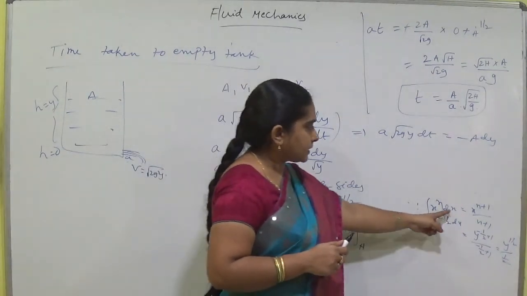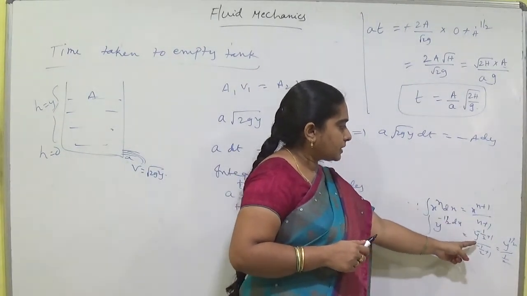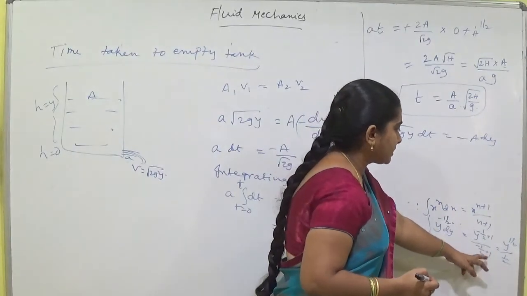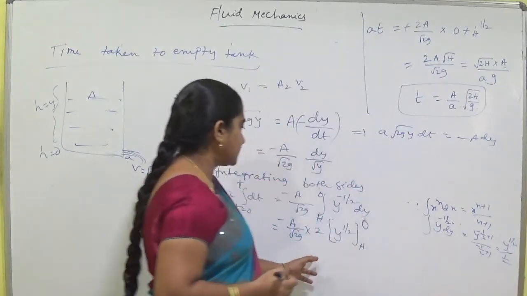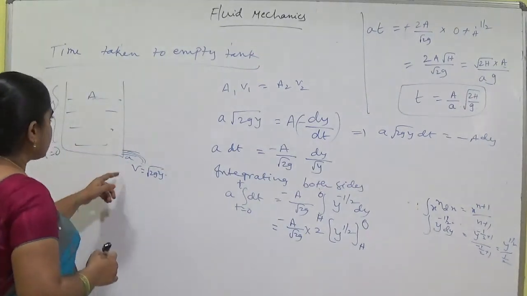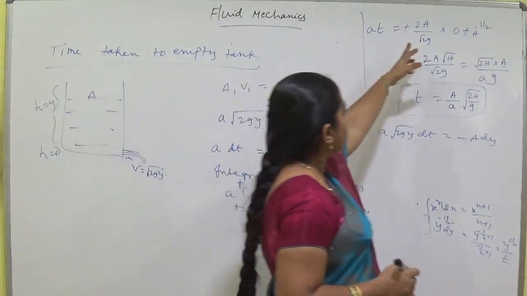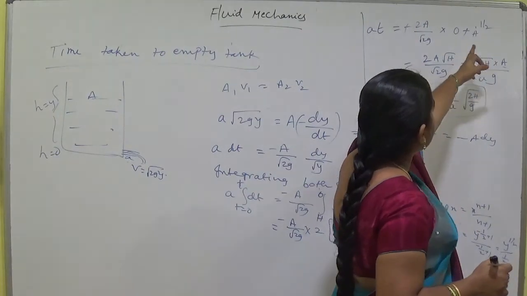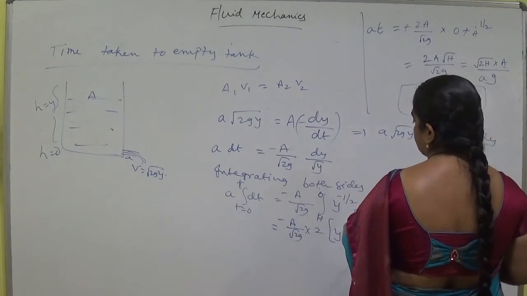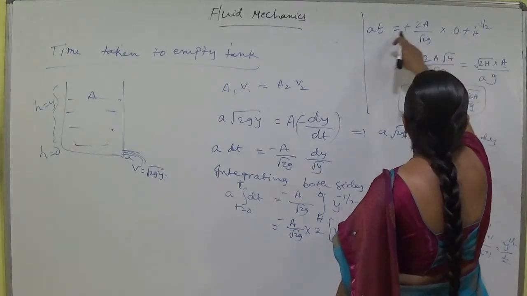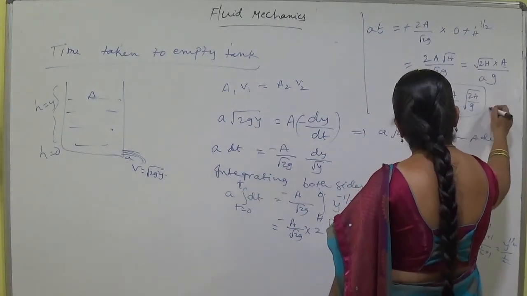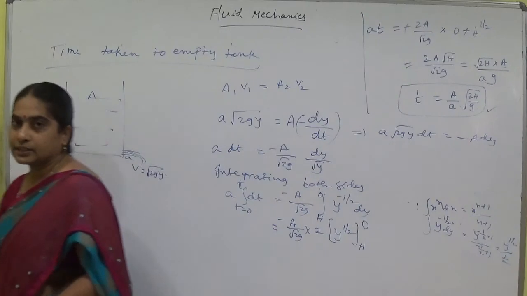x power n dx gives x power n plus 1, so with minus half: y power minus half plus 1 by minus half plus 1. Calculating, this comes. The limits are h to 0, height h to 0. So A t is equal to 2a by root 2g into 0 minus, this is 0, applying the limits, h power half, minus minus cancel, 2a into root h by root 2g. Calculating, this is the total for this lesson.